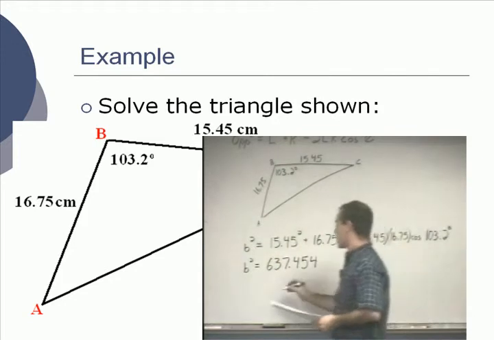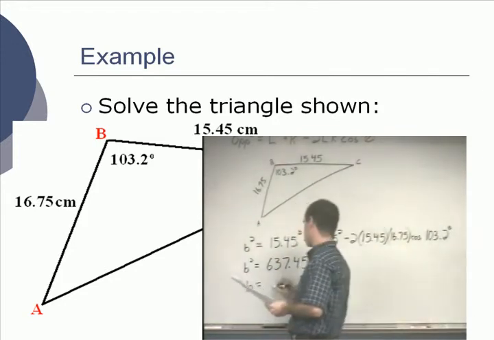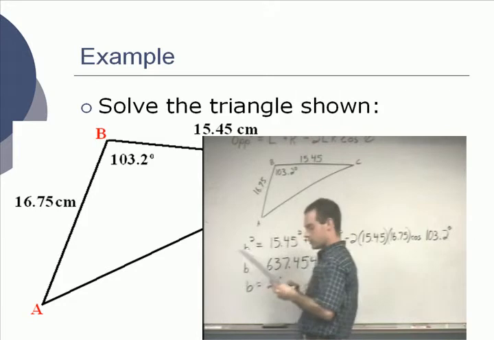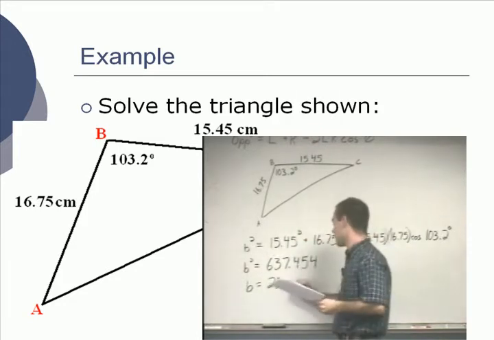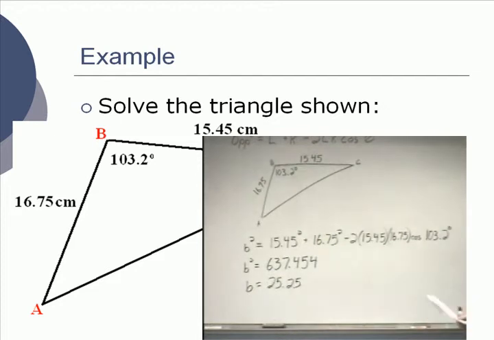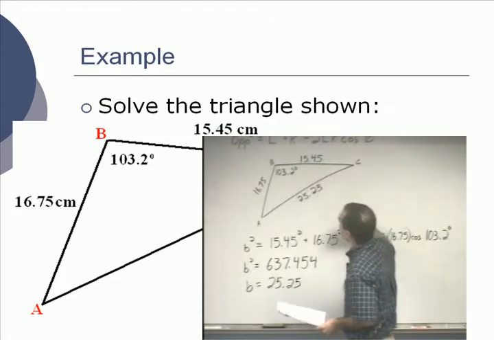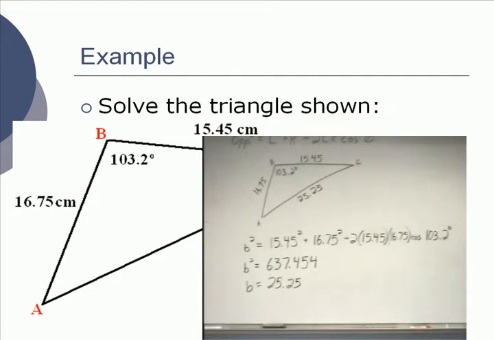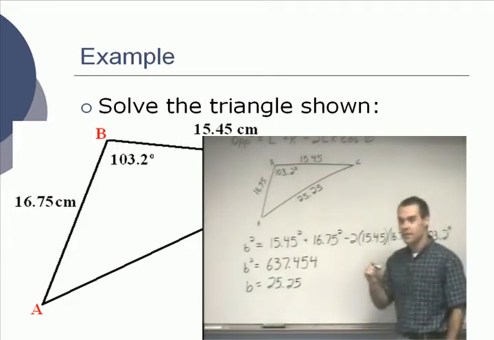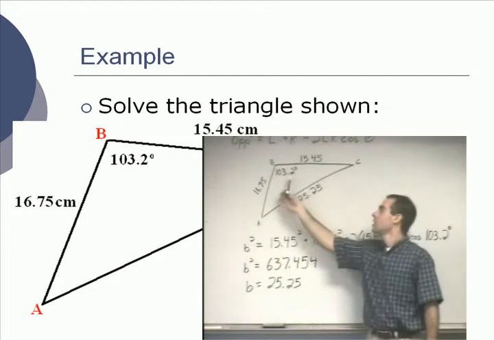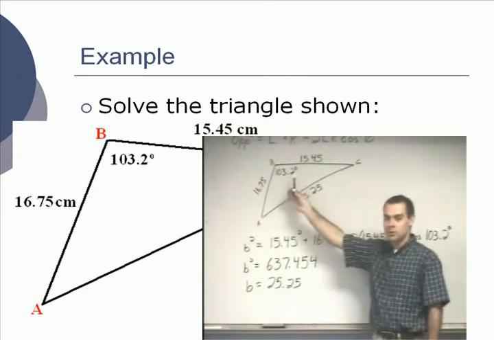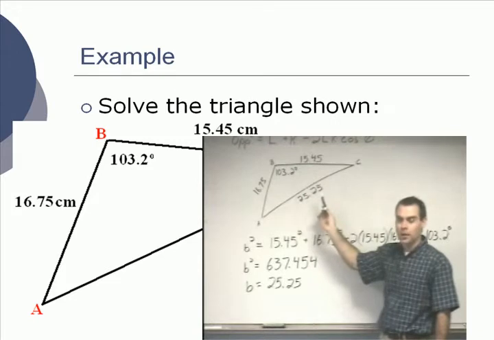Well, then we can just take the square root, and we know that b is equal to 25.25. Good. I had that part right. 25.25. So we know our opposite side now. Now we know all three sides. Now, once you use law of cosines once, no matter what scenario you've got, you're going to have now the opposite side in the angle. So there's no need to use law of cosines anymore.